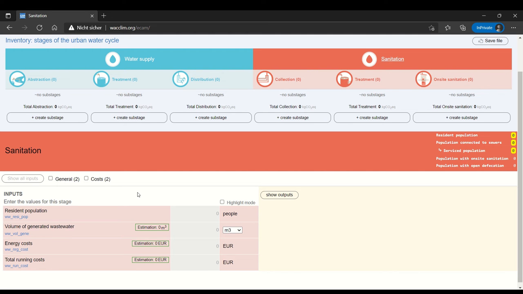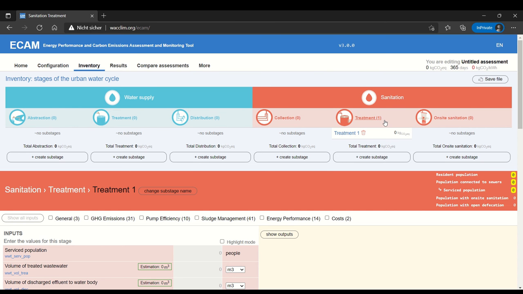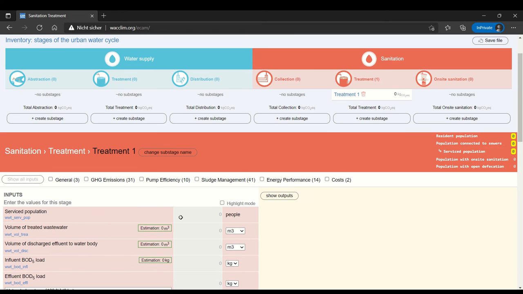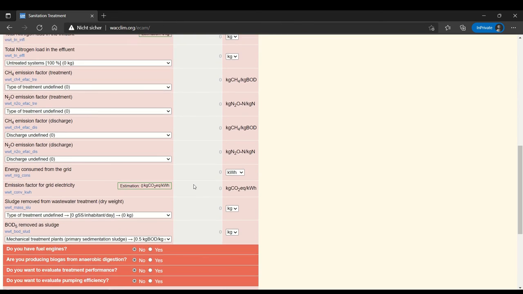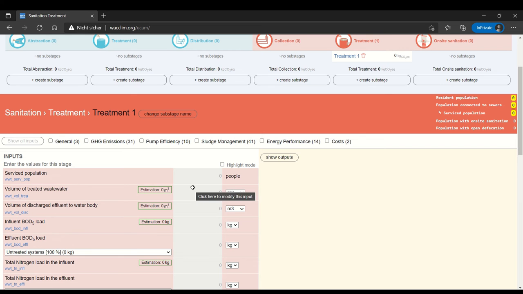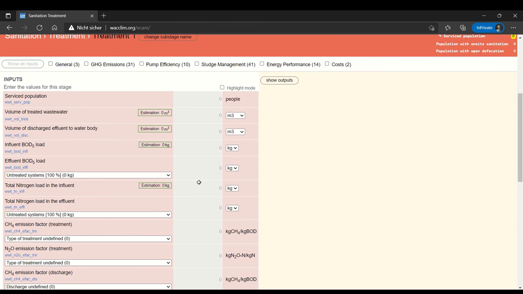Then water supply and sanitation are each broken down into the stages that you can see here. To enter information about the stages, you actually have to create substages. So for example, if we want to enter information about the treatment of wastewater, then we create a treatment substage. When we're in the substage, this is where the majority of information can be entered. So you can go ahead and start entering the data that you have there.